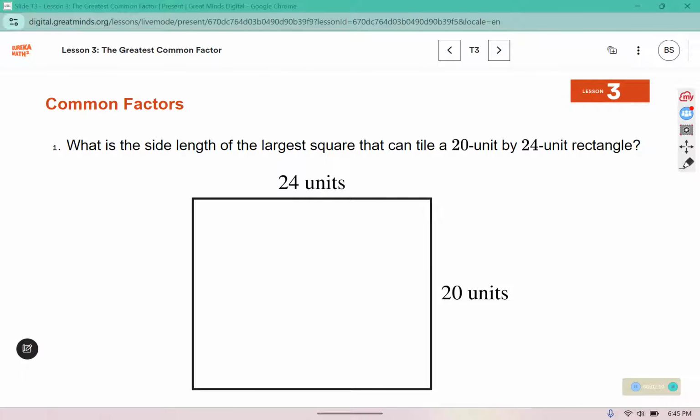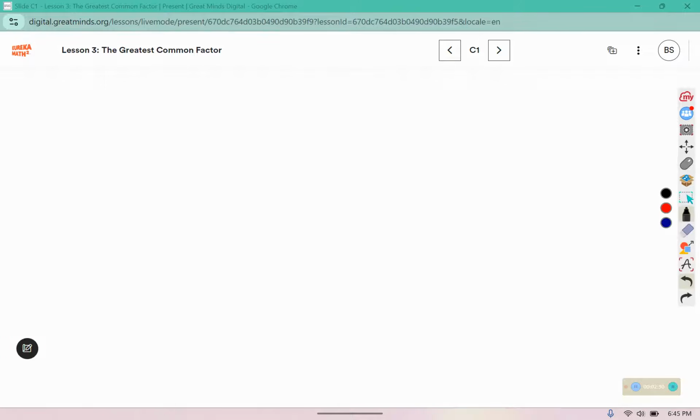Number 1. What is the side length of the largest square that can tile a 20 unit by 24 unit rectangle? Think back to our digital lesson. We're trying to make squares that fit perfectly into a 20 by 24 rectangle. I'm going to split up the factors of 20 and 24. And I'm just going to create a little table.